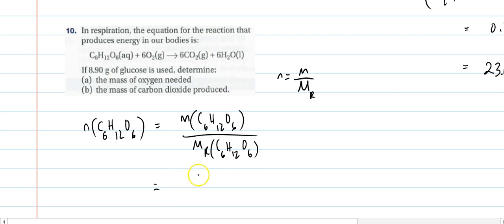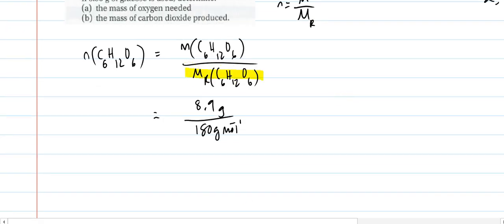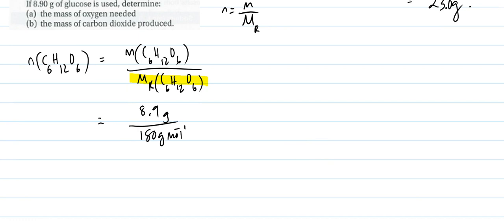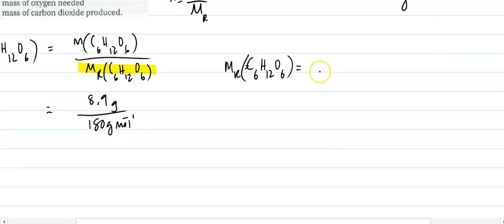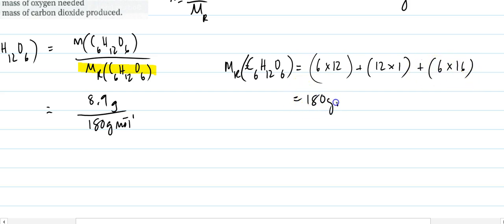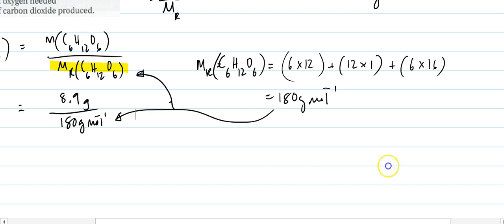Okay, so that's going to be 8.9 grams divided by 180 grams per mole. So you have to work out the molar mass of C6H12O6. Luckily, I just happen to know that's 180 because I see it all the time. But I would do this on the side for pretty much any substance that you don't know the molar mass for. So it'd be 6 times 12 for carbon plus 12 times 1 for hydrogen plus 6 times 16 for oxygen, and that should be 180, okay? And that's what goes here at the bottom.